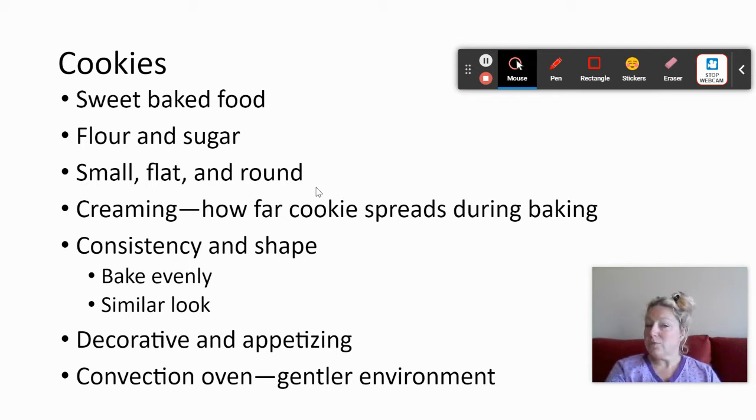I also use parchment paper under my cookies, and that'll prevent them from both staining and from sticking to the pan. So they slide off easier, and you can use that same sheet of parchment paper for several rounds of cookies as well. So they're decorative, they're appetizing. A convection oven works good. You have to be careful because they will bake a little faster.